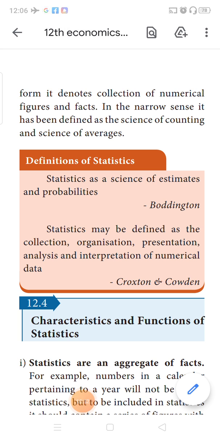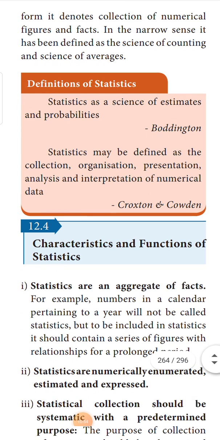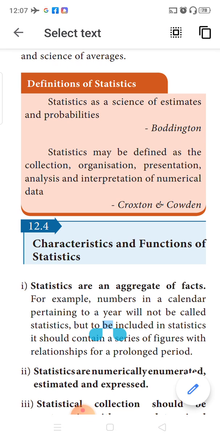Now let us go to the definition of statistics. Two people have defined statistics. I want you to learn both the definitions. One given by Boddington. Statistics means what? It is a science. Science of what? Estimates and probabilities. Estimates means finding the value of something. Okay, not the approximate value. Giving numbers to the attribute and arriving at a value of something is estimation.